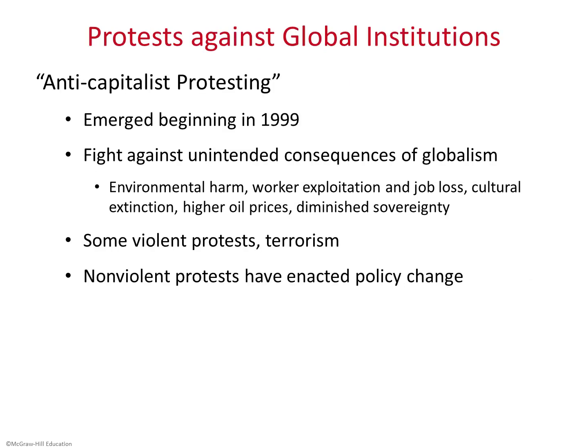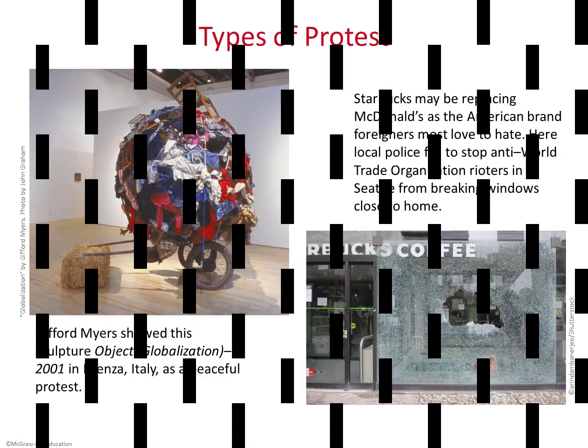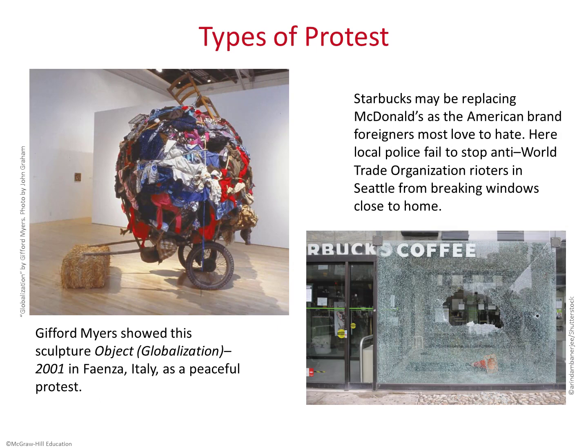Beginning in 1999, we had some anti-capitalist protests. People were fighting against the unintended consequences of global trade, such as harm to the environment, worker exploitation and job loss, cultural extinction, increased oil prices, etc. There were some violent protests and terrorism, and some non-violent ones, which enacted policy change. Here are some images of violent and peaceful protests.